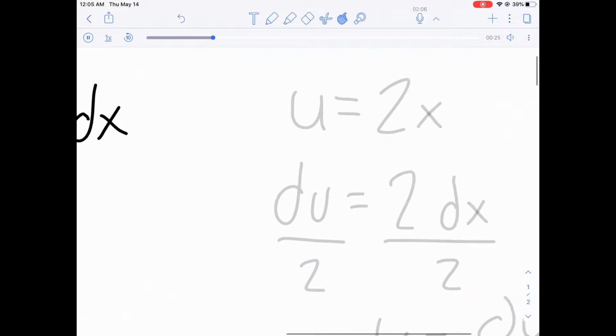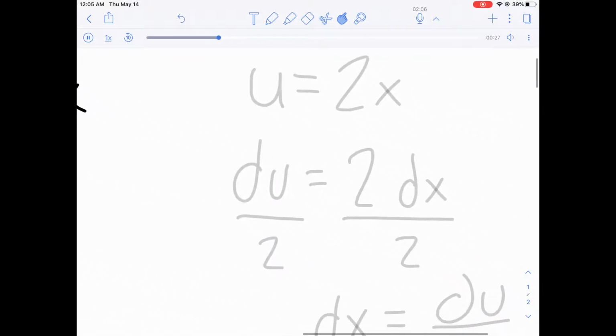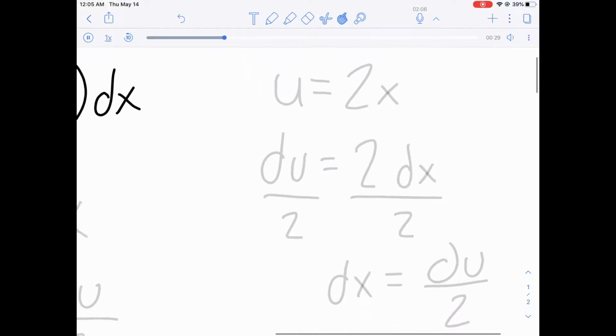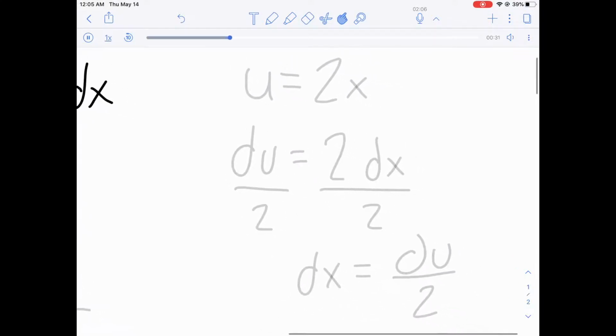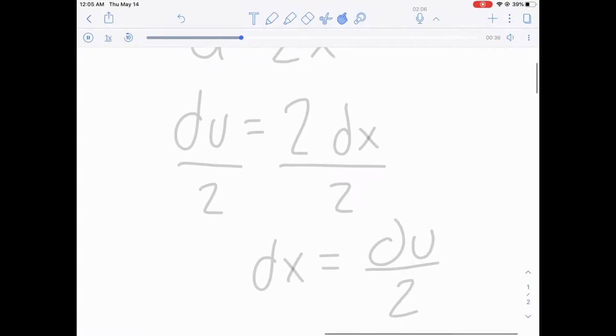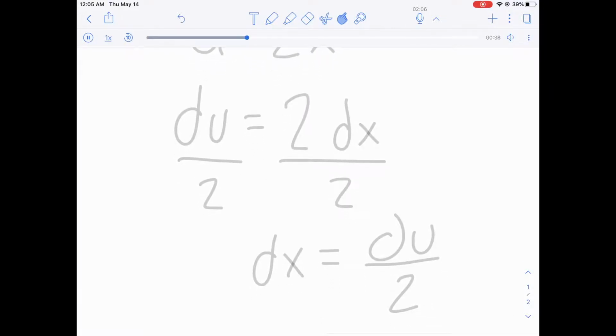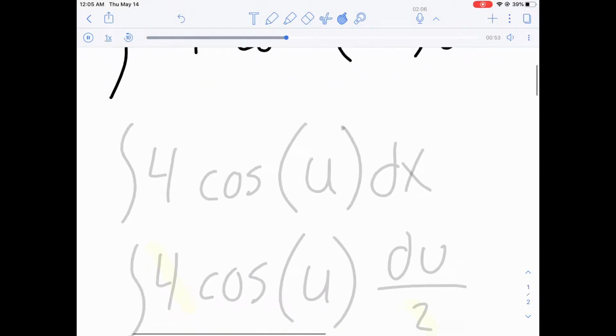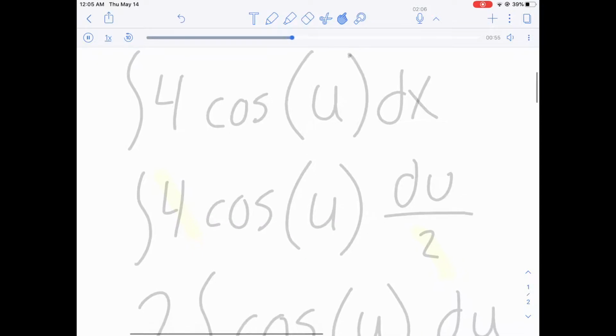2x. Now what we can do is find our du. And the du just stands for the derivative of the u variable. So it's the derivative of 2x, which simply equals du equals 2 dx. Pretty simple. But now we want to get dx alone. So what we can do then is divide both sides by 2, leaving us with dx equals du over 2. So now we can start to play around with our equation.